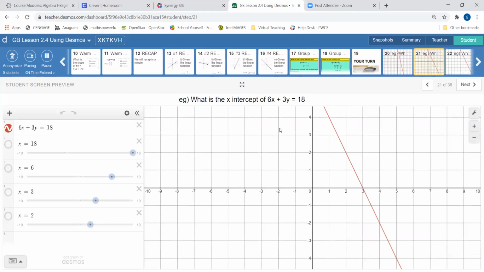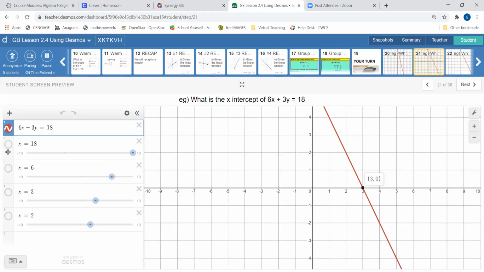Now, from this, we can also check other things as well, such as slope. We can check x-intercepts. We can check y-intercepts. So if it asks us what is the x-intercept, we can just go ahead and look at the graph. And if you actually click on the intercept, it will tell you what the intercept is. So the intercept is 3.